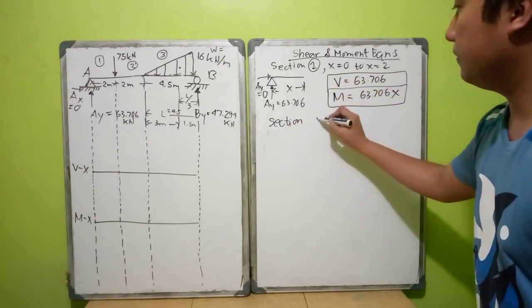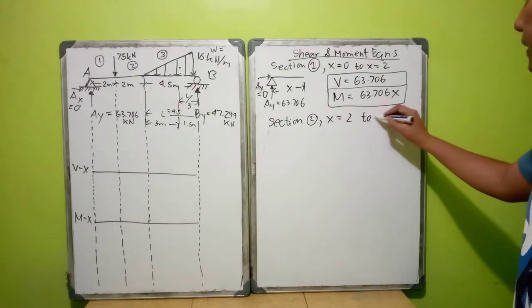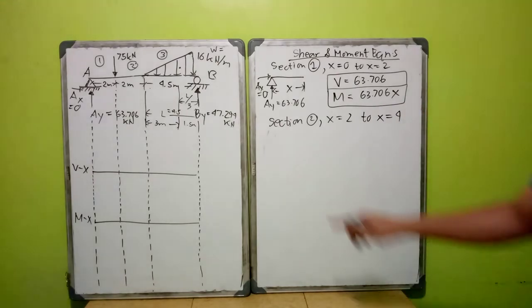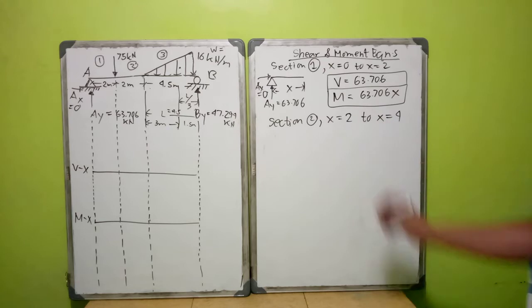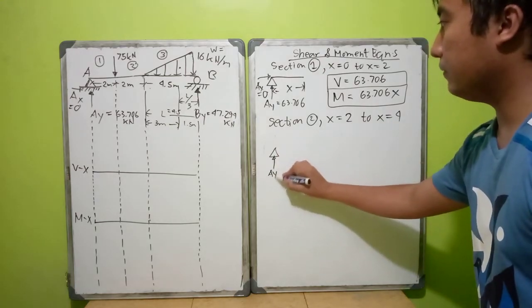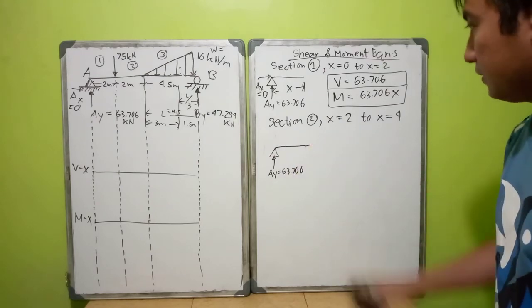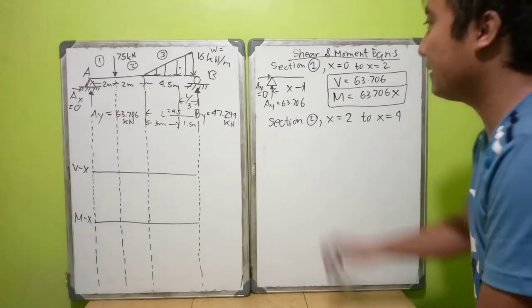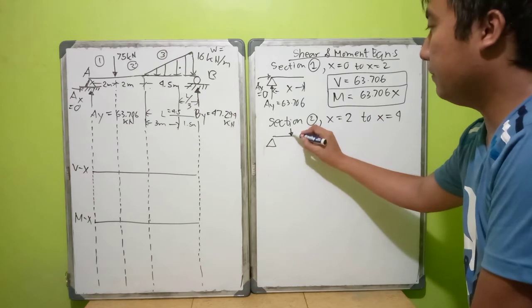And section 2, from x equals 2 to x equals 4. So from x equals 2 to x equals 4, we have AY equal to 63.706. Let us conserve our space, so let us put it here. 75, okay.